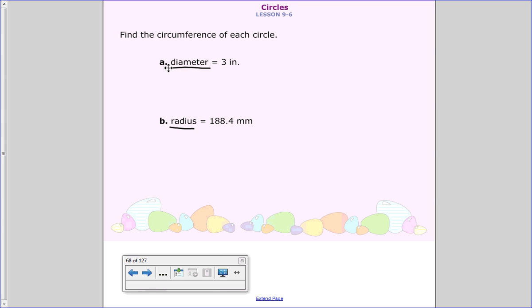All right, so on this one, they give us the diameter. So I'm going to use pi times diameter. So I have 3.14 times 3.